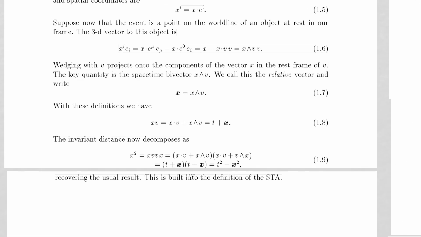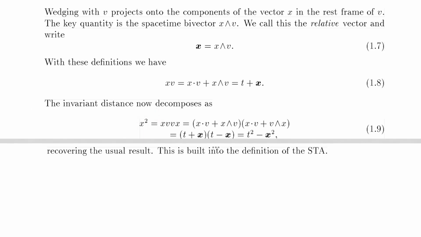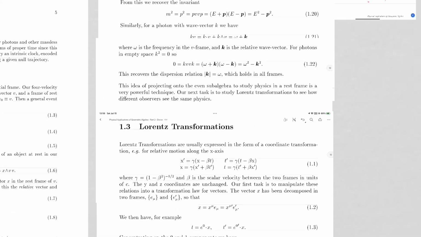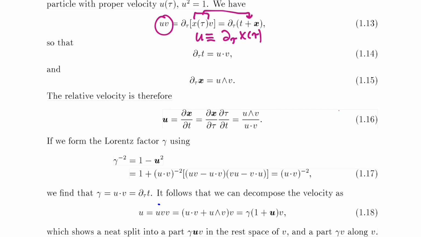With these definitions, xv is t plus relative vector x, because that's going to be a number, which is t, and this is going to be the relative vector x. And then they showed you this nice decomposition where x squared is always t squared minus x squared, which is cool. Okay, so back to our work here. So now we also know that this has to equal u dot v plus u wedge v.